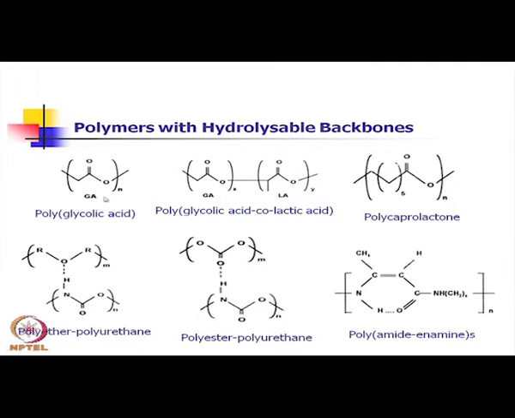Now, here are the structures of those polymers: polyglycolic acid, polylactic acid, polycaprolactones, polyether polyurethanes, which have intermolecular hydrogen bonds, and polyamide enamines. If you look into the structure, you can understand why they will be degradable by microorganisms or degraded by the action of acids or alkalis through hydrolysis.